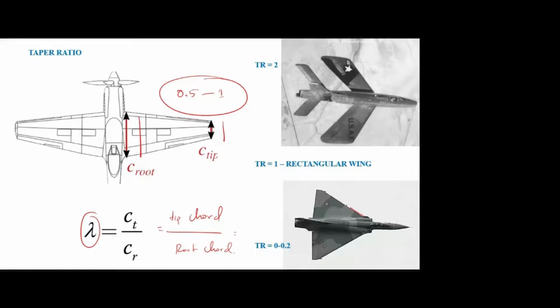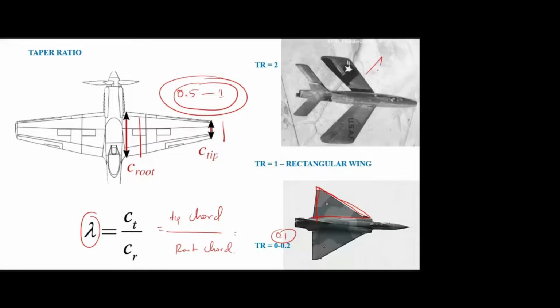You can see the taper angle. There may be a small chord length here, maybe 0.1 or 0.2, and here it may be 1. Then the ratio will be maybe 0.1. So for supersonic, we are going for this more tapered wing. I will explain why we are going for this more tapered wing. But for commercial transport aircraft, it will be in the range of 0.5 to 1.